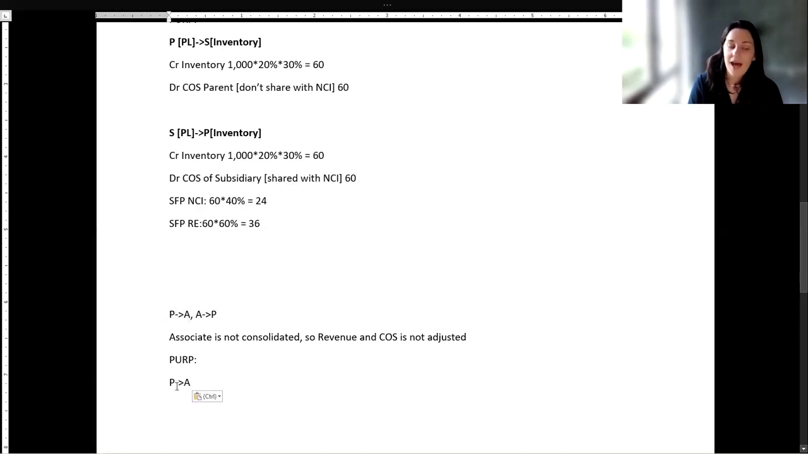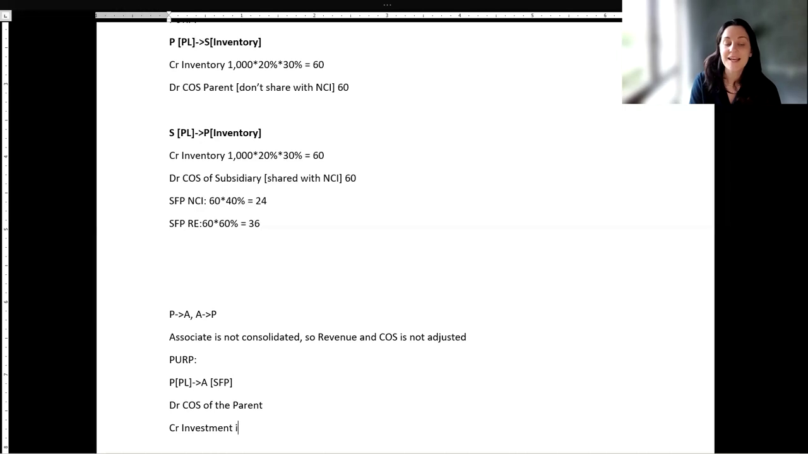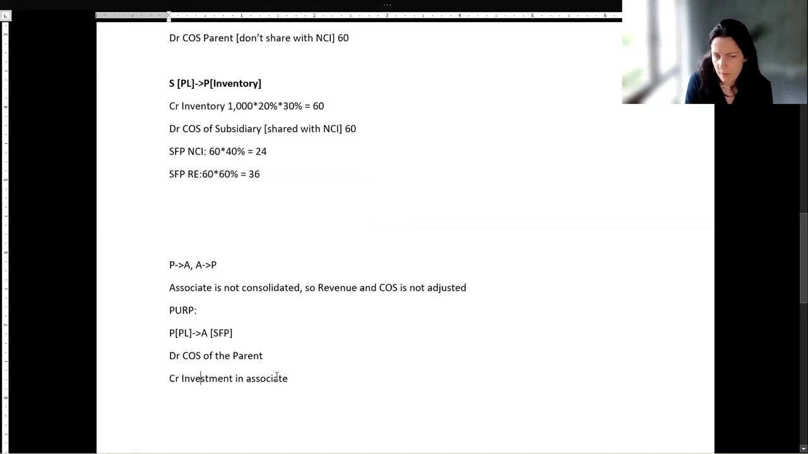Because if you are going to have sale from parent to associate, then what happens? Parent is going to record P&L, but an associate is going to have inventory. But for an associate, we do not have inventory because we do not consolidate it. So the only line that we have in respect of associates in our statement of financial position is investment in associate. So the entry that we are going to have is debit cost of sales of the parent and credit investment in associate. So that is one difference. So there will be no inventory but investment in associate.